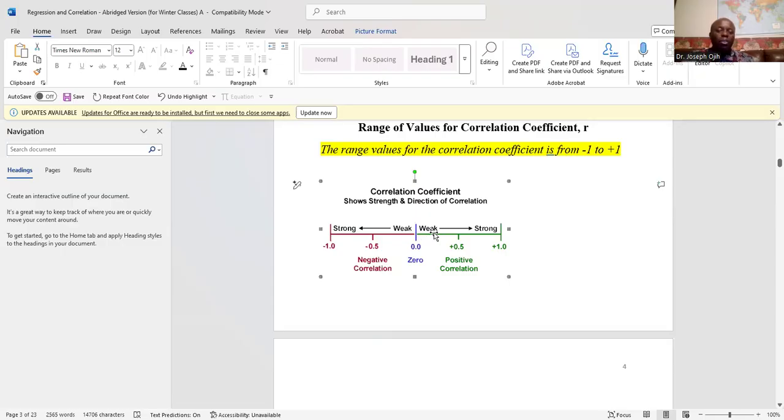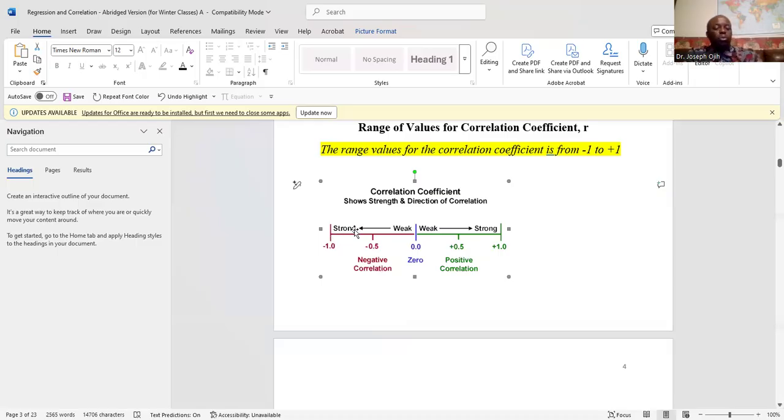For example, if the answer is close to zero, we say that the correlation between the variables is very weak, so we cannot say that one of them causes the other one. But if it is close to plus one, like 0.85, or to negative one, like -0.85, then we say that there is a relationship between them. We say that the relationship is strong.